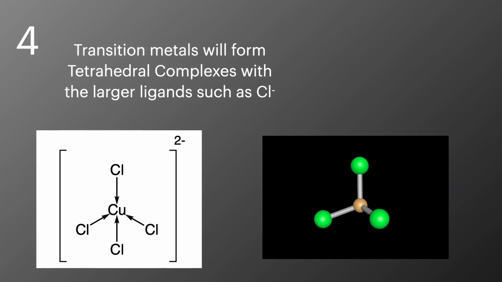Bigger ligands such as chlorine tend to form 4 coordinate bonds to the metal ion, and that gives us a tetrahedral shape. Here we can see a copper complex with 4 coordinate bonds from 4 chlorine ligands.